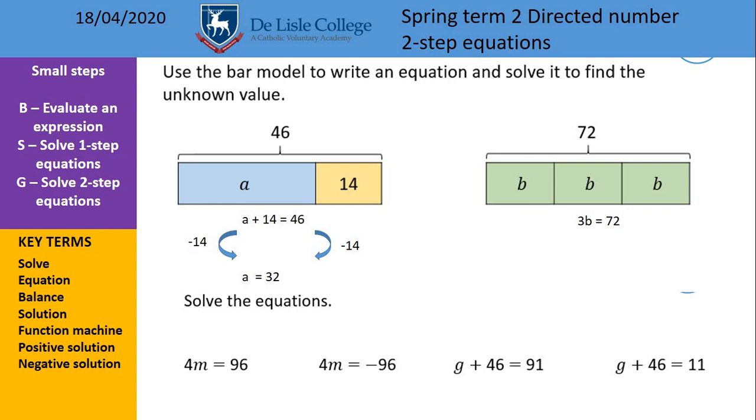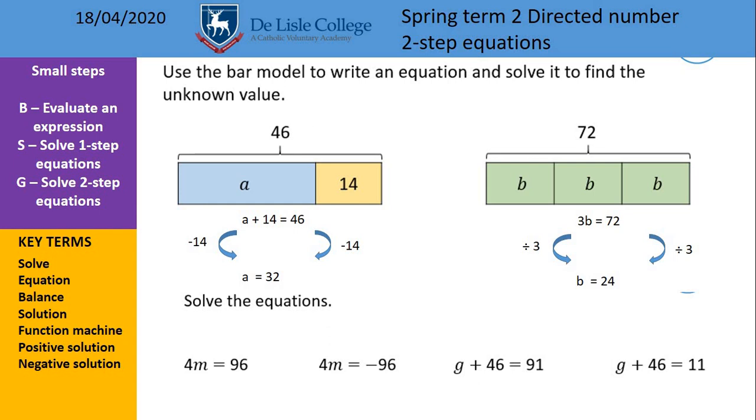We've got 3 lots of a letter. If I want just one lot of it, I'm going to need to divide by 3, and again it's very, very important, so I've put the arrows like this. You'll need to do that to both sides. So 3b divided by 3 is simply b, 72 divided by 3 is 24.